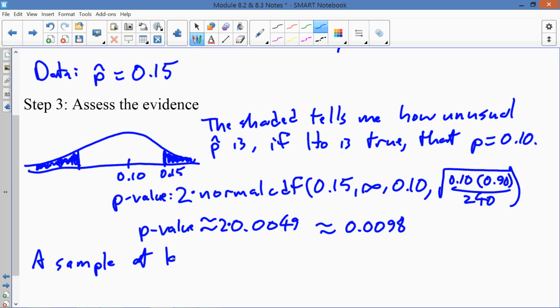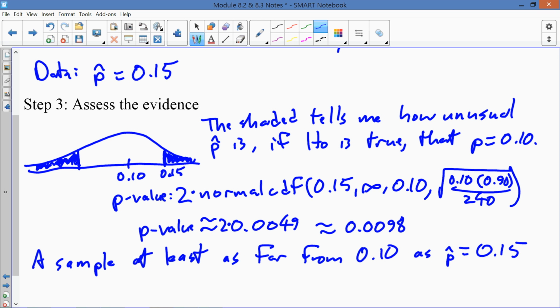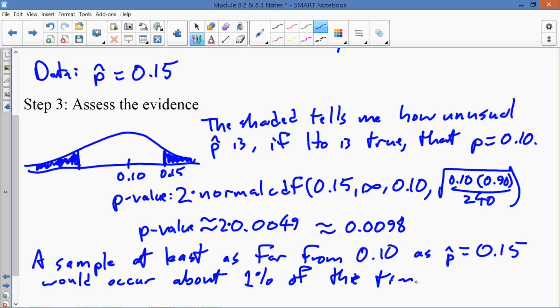at least as far from 0.10 as p hat equals 0.15, at least as far, so at least 0.05 away from 0.10, would occur about 1% of the time if p actually is 0.10.